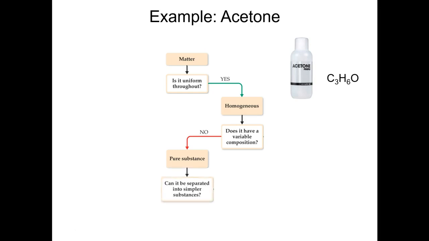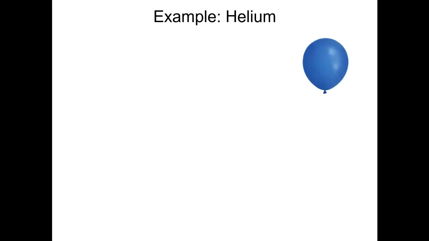Could it be separated into simpler substances? Well, I've sort of tipped you there by giving you a chemical formula. It can. It is possible through a series of chemical reactions to break down acetone into pure carbon, pure hydrogen, and pure oxygen. And so because the answer to that question is yes, acetone is defined as a compound.